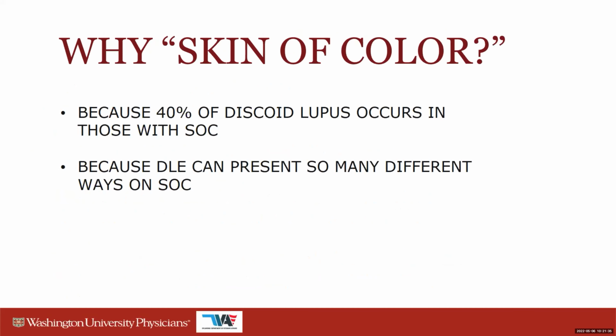Next slide. Why do we talk about skin of color? What's the relevance? Because 40% of discoid lupus occurs in those with skin of color. And because discoid lupus can present so many different ways on skin of color. Next.